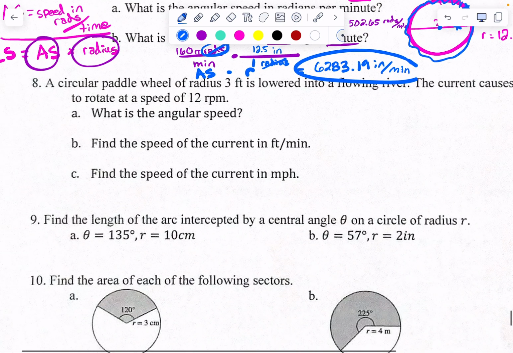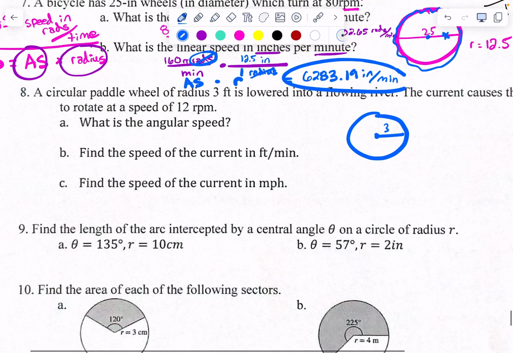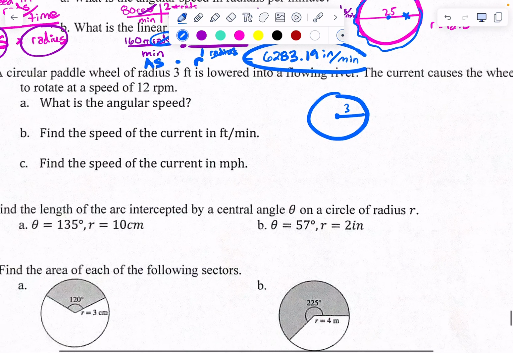Okay, same thing here. That's what they're going to ask. A circular paddle wheel has a radius of 3 feet, okay? Radius is 3. Draw a picture. The current causes the wheel to rotate at a speed of 12 radians per minute.